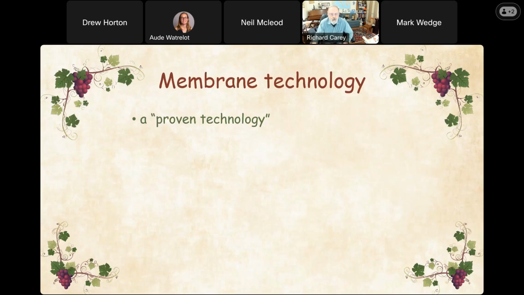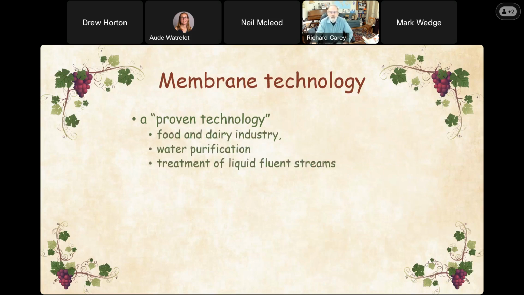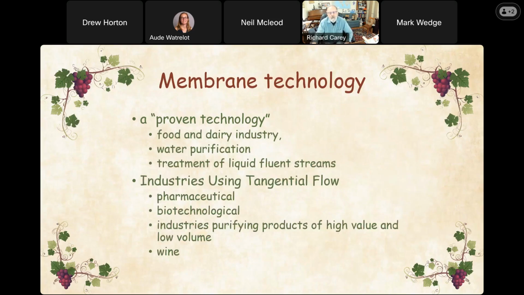It's been around. As a matter of fact, my very first crossflow filtration experience was in the early 80s from a representative from a company called Millipore, and he brought this little box, and in one step I got from dirty wine to clean wine, and it's hooked me for the rest of my career. It's used in the food industry, water purification, treatment of liquid effluent streams of various types, and the industries that are using it are pharmaceutical and biotechnology industries, purifying products of high value, and it does wine. It does beer too, but we're talking about wine today.